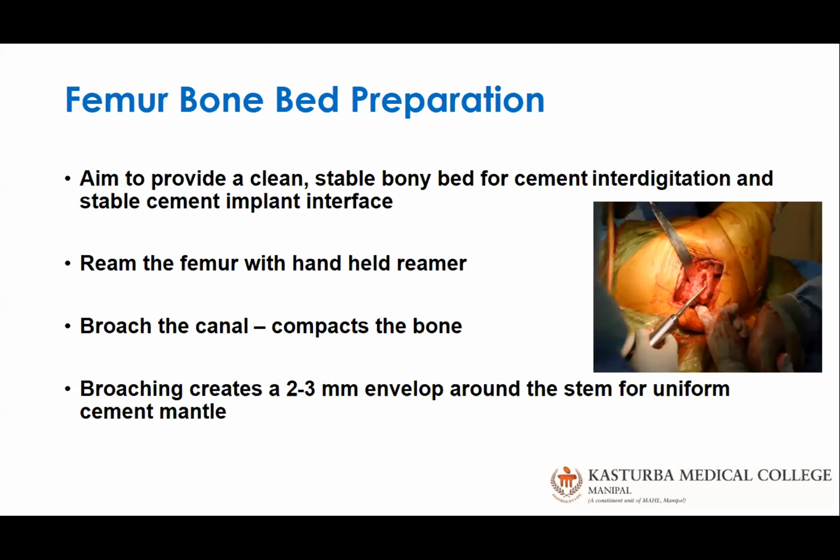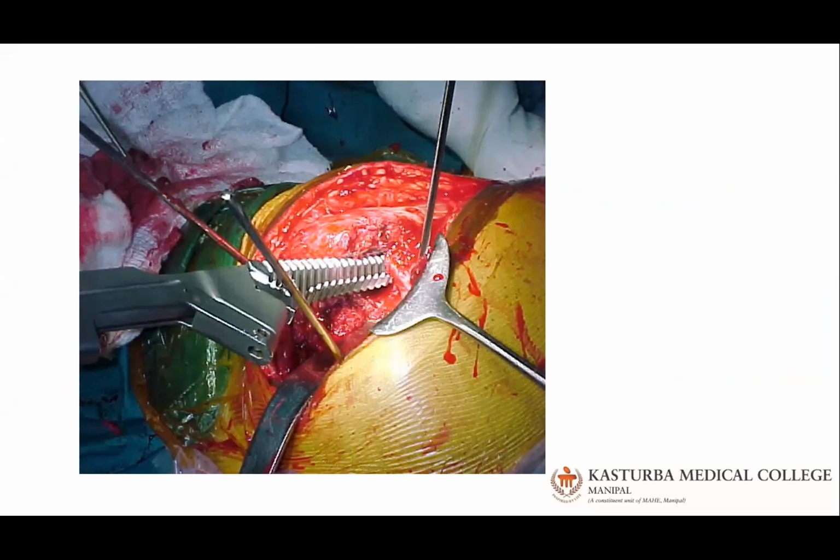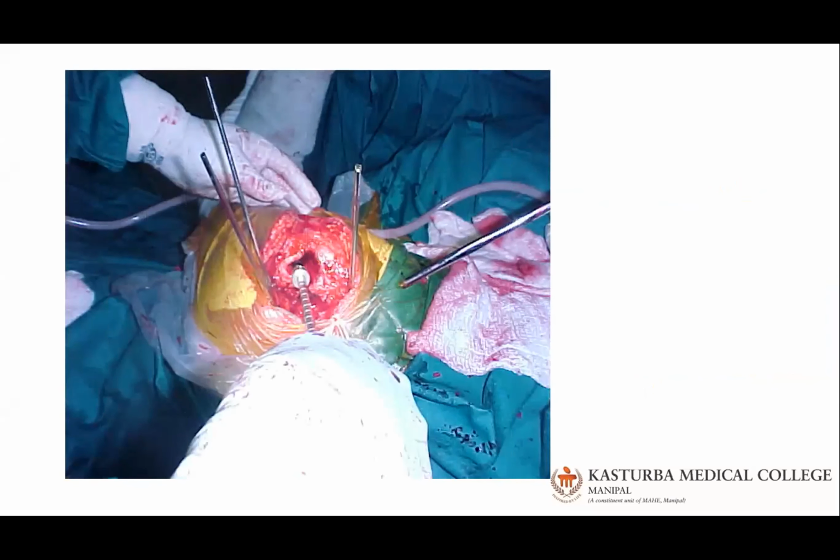How do you prepare the femur bed? A good, clean, stable, bony bed is important for cement interdigitation. Ream the femur, broach the canal. Broach itself creates a 2 to 3 millimeter envelope around the prosthesis, depending on which size you select. After you broach, you can put a centralizer, keeping the cement restrictor around 2 centimeters below the tip of the prosthesis.